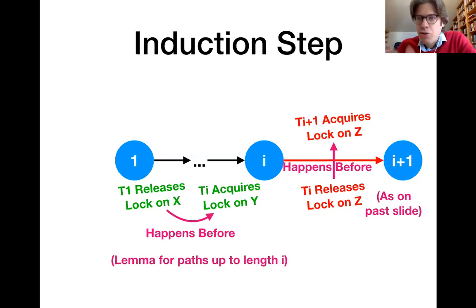All right, so now those things. I'm already close to proving the lemma. I want to prove that transaction 1 releases a lock on some object before transaction I plus 1 acquires a lock on some object. The question is just this. If I compare the operation by which transaction I acquires a lock, and the operation by which transaction I releases a lock, which one of them happens first?